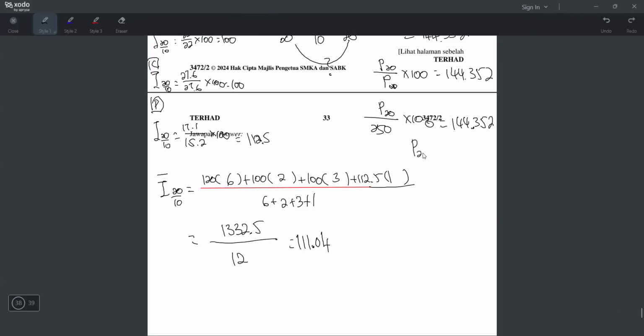So now I just tekan all this lah. So now my price of 2020 is RM. Okay, I tekan 144.352 divide 100 times 250. So my calculator give me 360.88. Okay, so this is what I get for my final answer.